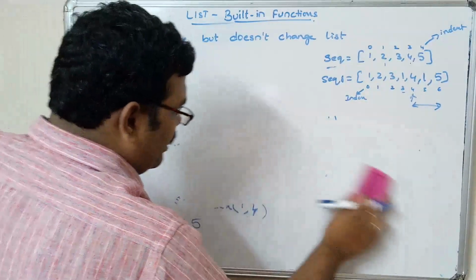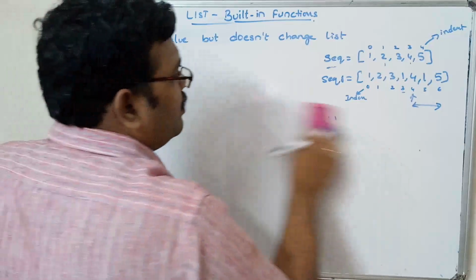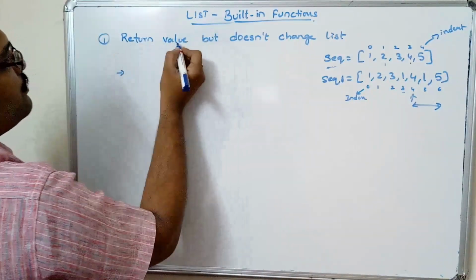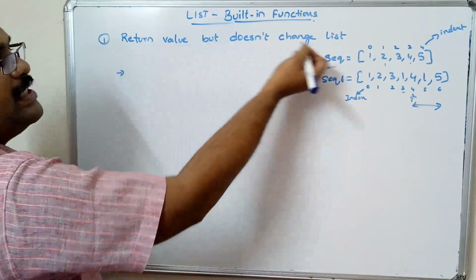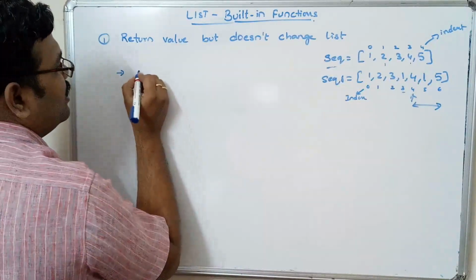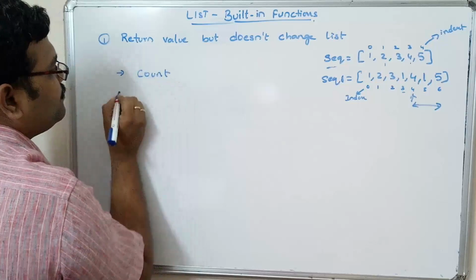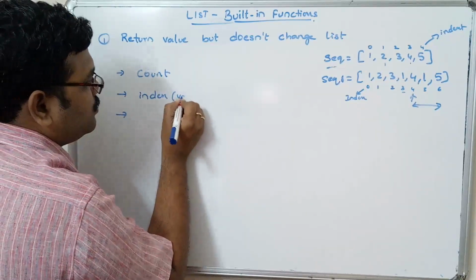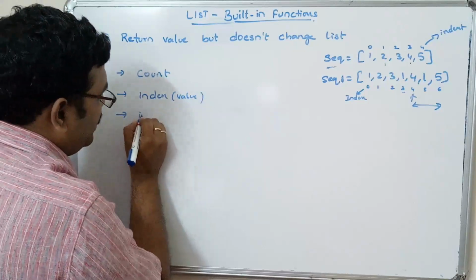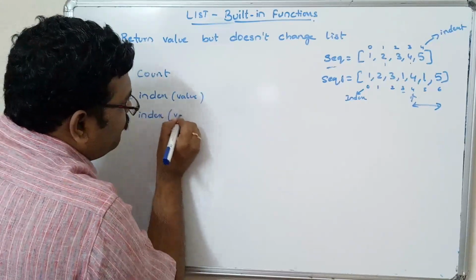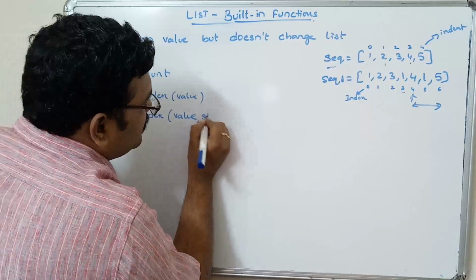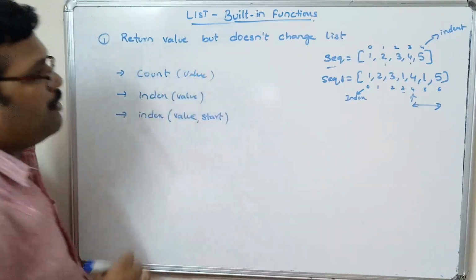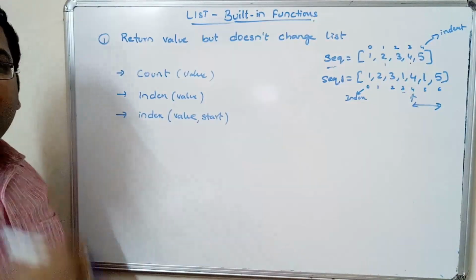So these are the 3 methods we can see in this first category. Returns a value but doesn't change the list. That is count, index, and index of value comma start. Right. Next, coming to the second category.